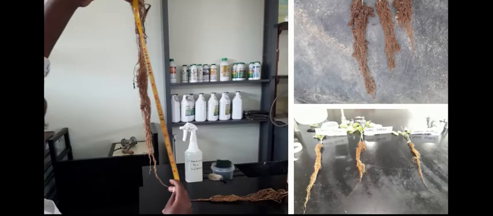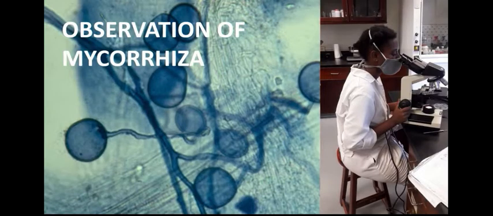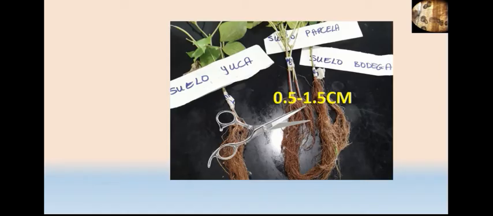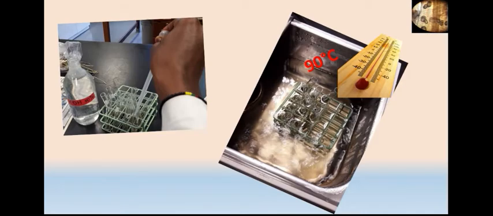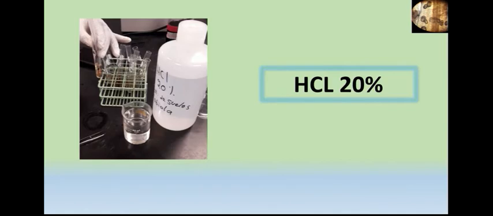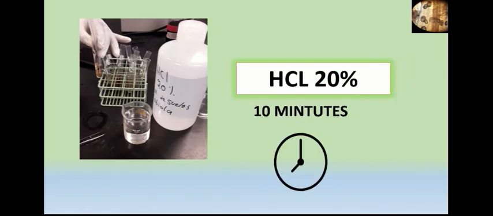Now, for the observation of mycorrhiza, the roots were cut in sizes of 0.5 to 1.5 centimeters, then placed in test tubes covered with 10% potassium hydroxide, remaining in that solution at 90 degrees Celsius in a water bath for 10 minutes. At the end of this time, the contents of the test tubes were decanted and washed with hydrochloric acid and left at room temperature for 10 minutes until they became whitish. The acid was then decanted and the roots washed with running water.